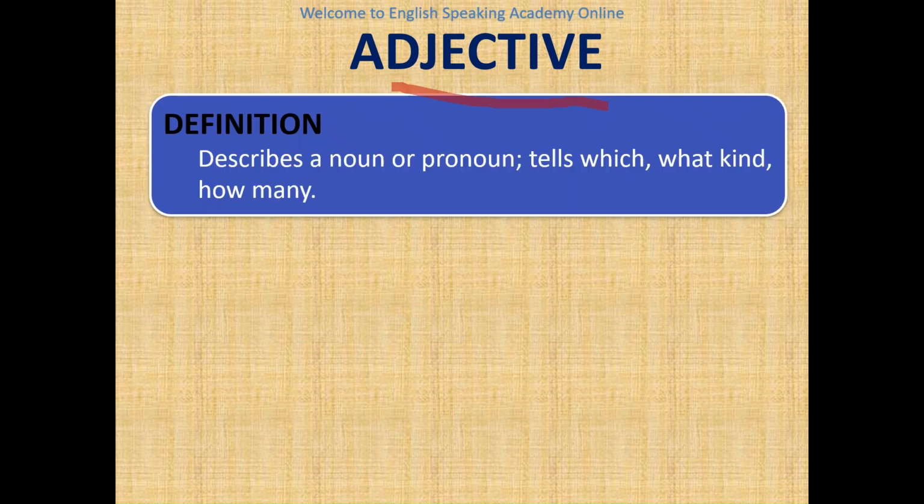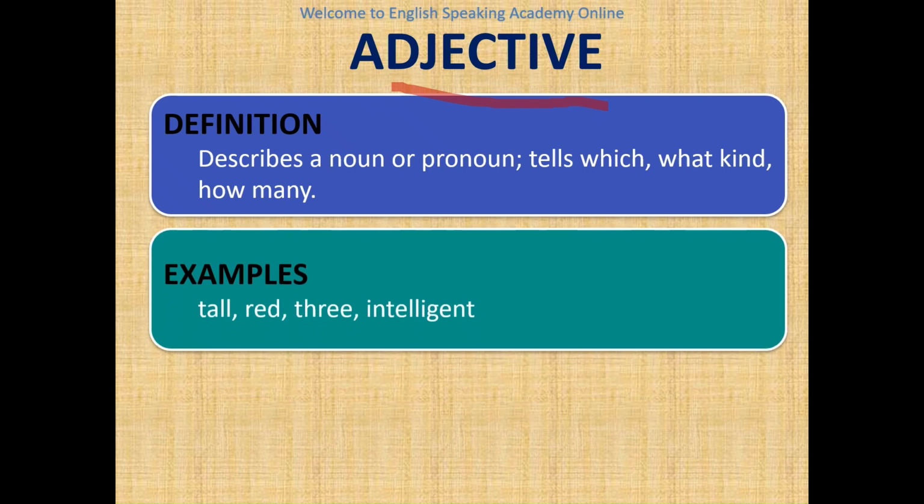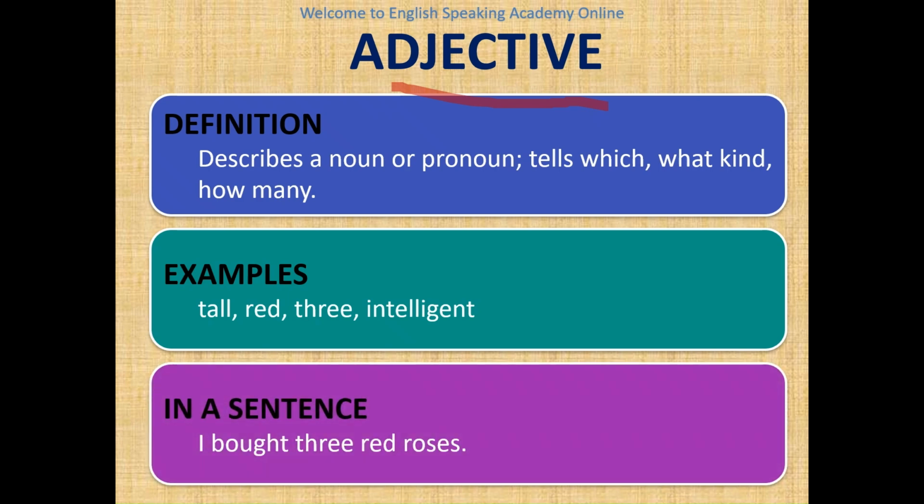The next component is adjective. What is an adjective? Anything which is used to describe a noun or a pronoun, or tells which, what kind, or how many. In simple words, adjectives explain something about a noun or a pronoun. For example, a tall man, a red face, a 3 years old child, an intelligent person.